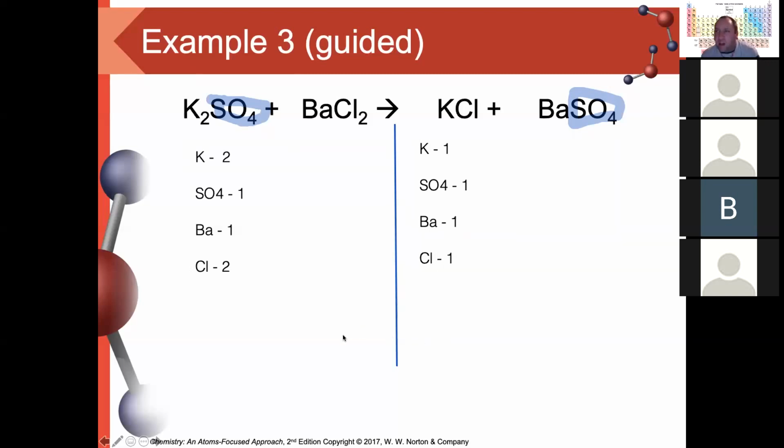Now, this type of reaction is called a replacement reaction. And the reason it's called a replacement reaction is we can see that, basically speaking, the potassium and the barium have switched spots. Potassium goes from being with sulfate to being with chloride. Barium goes from being with chloride to being with sulfate. They switch places.